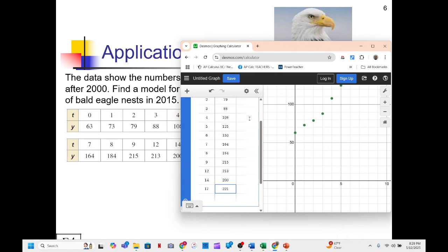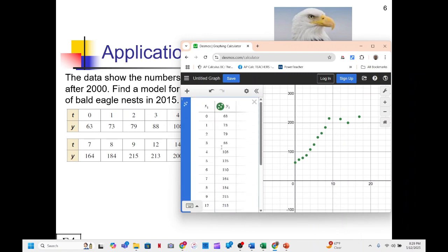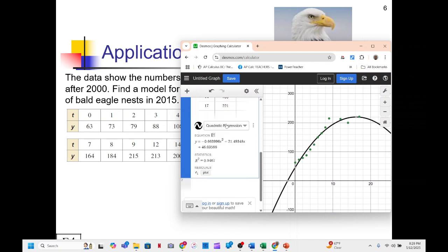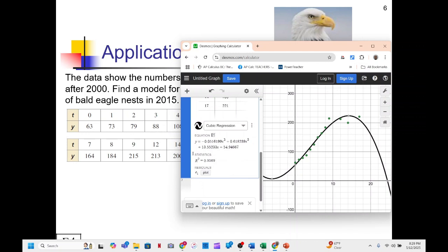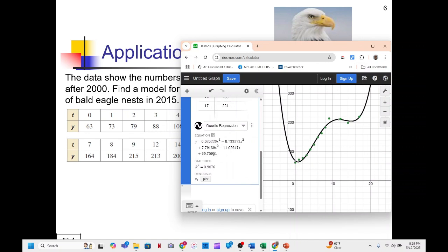So let me just get a nice little zoom fit window just to see what these bald eagles are doing. There we go. And then let me try out a regression on this. So there's your linear regression. That doesn't work very well. Quadratic is not much better, but a little bit. And then we've got a cubic regression. That brings our r² to about 0.9569, so not too shabby. Let's see if we can do better with a quartic regression. And that brings us up to 0.9876, which is a much better fit. So we're going to go with that.